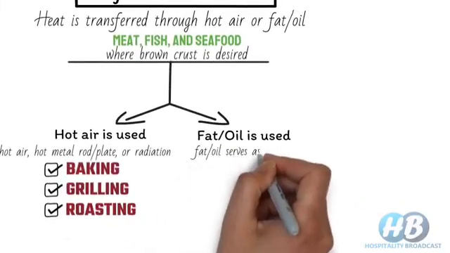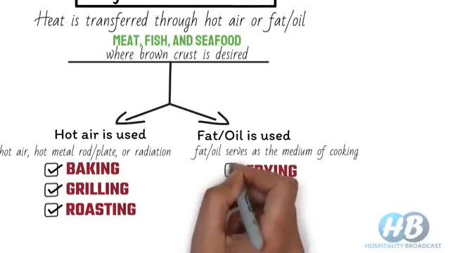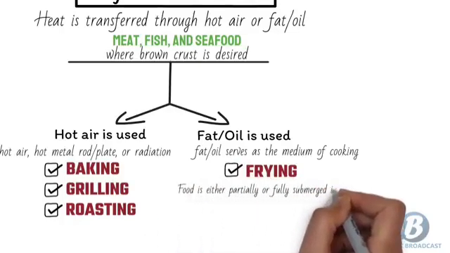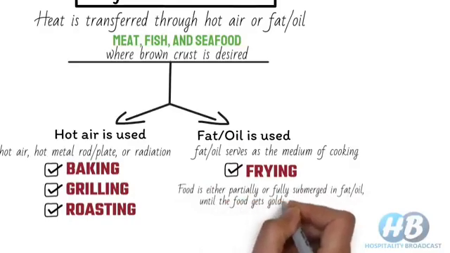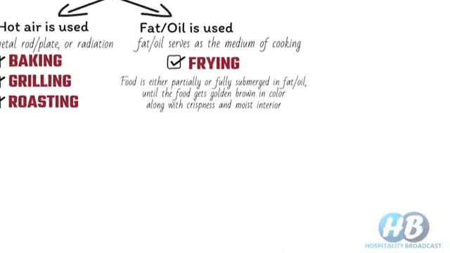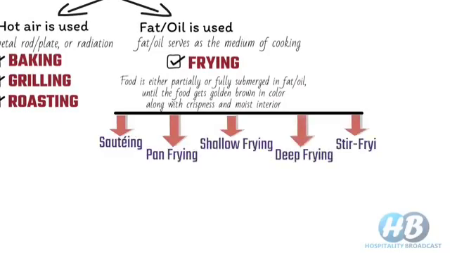Now let's move to the second category of dry heat methods using fat or oil. Here, fat and oil serves as the medium of cooking and is known as frying. Frying is an art of cooking where the food is either partially or fully submerged in fat or oil until the food gets golden brown in color along with crispness and moist interior. The varied categories of frying are sautéing, pan frying, shallow frying, deep frying and stir frying.